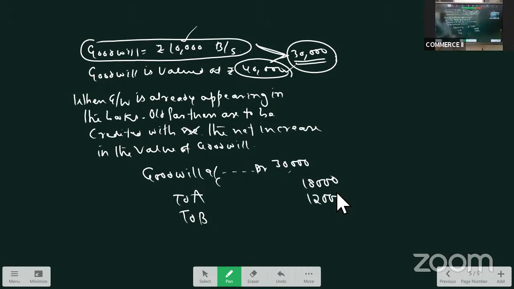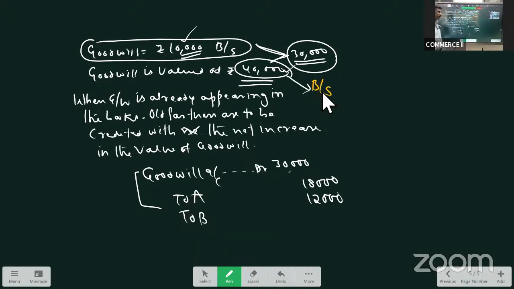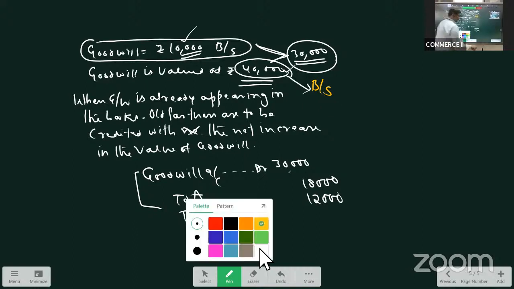Please pay attention here. Goodwill is already appearing in the balance sheet at 10,000. Now goodwill is valued at 40,000. So partners are to be credited only with the increase in the amount of goodwill, that is 30,000. So A will be credited with 18,000. B will be credited with 12,000. Is it clear? And this amount, 40,000, will appear in the balance sheet now. In the new balance sheet, goodwill will appear at 40,000. Okay.